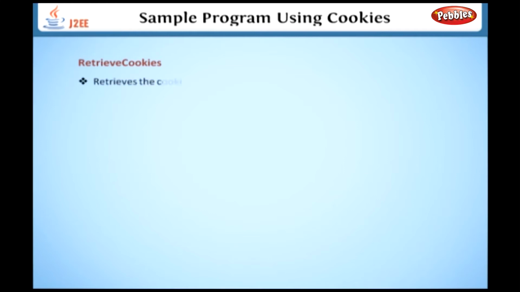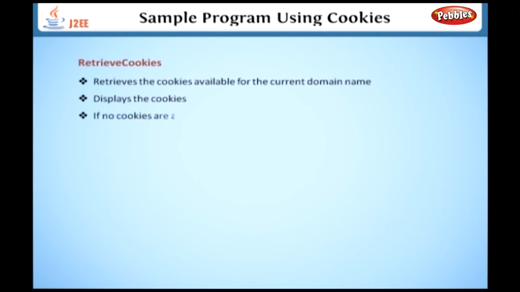The RetrieveCookies servlet retrieves the cookies that are available for the current domain name and displays the cookies. If no cookies are available in the current domain, then it will display the message "No cookies." Now we will analyze the code of these servlets. First, let's analyze the SendCookies servlet.